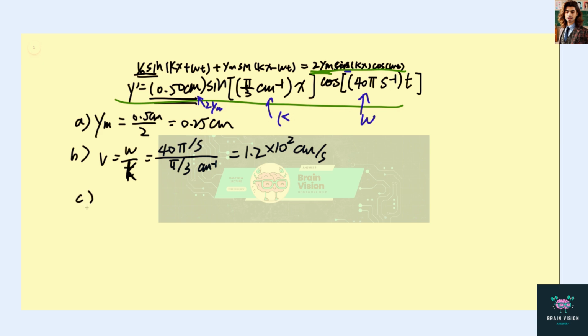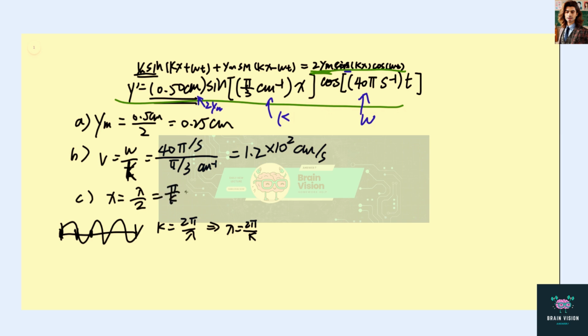Part C asks for the distance between each node. The distance between adjacent nodes is half of a wavelength, so x equals wavelength over 2. We know that k equals 2 pi over lambda, so lambda equals 2 pi over k. Here we already have k, so lambda over 2 is pi over k, which is pi over pi over 3 per centimeter, which is 3 centimeters.